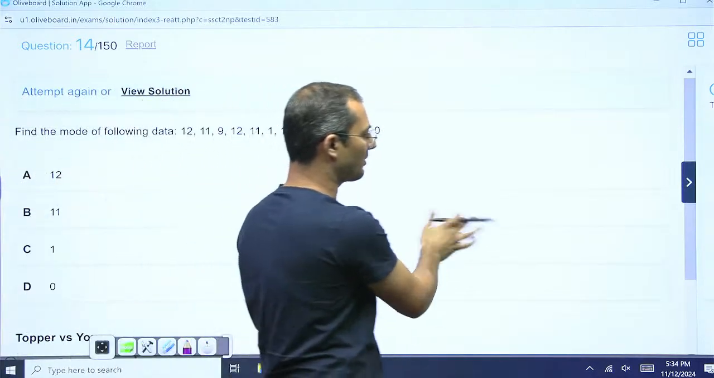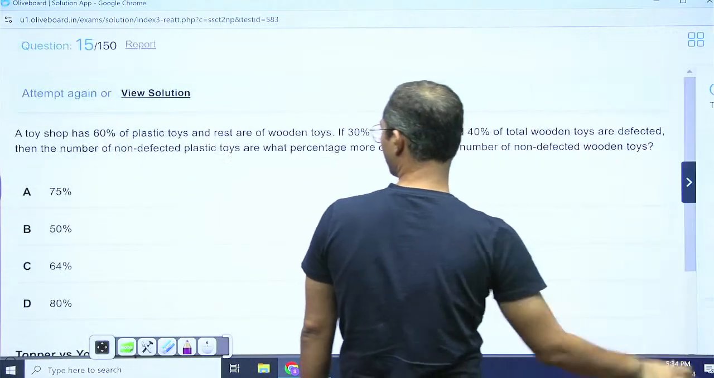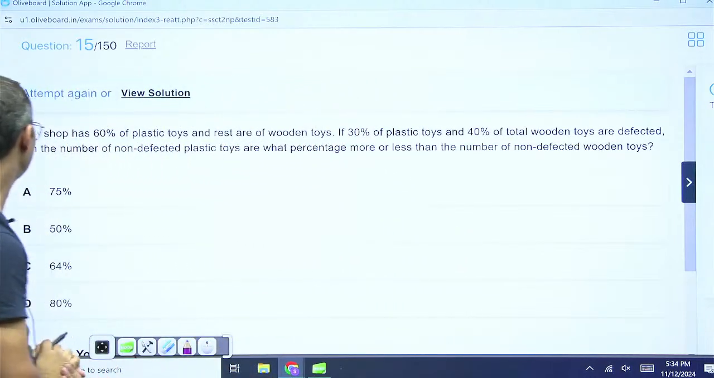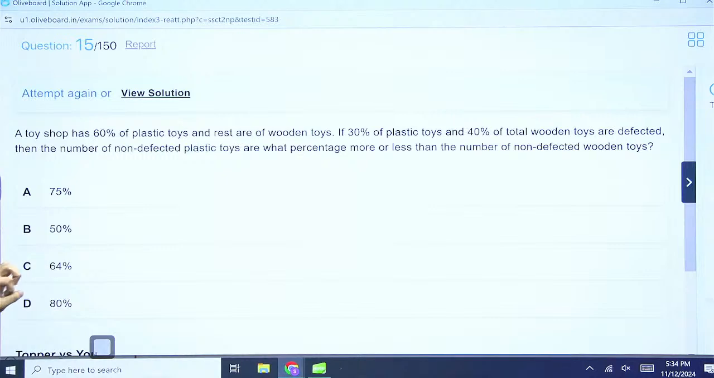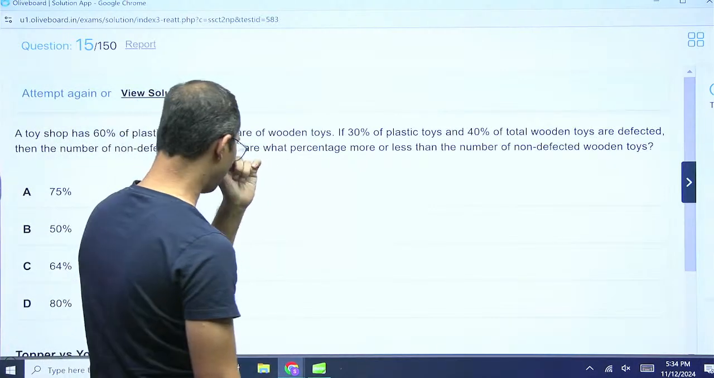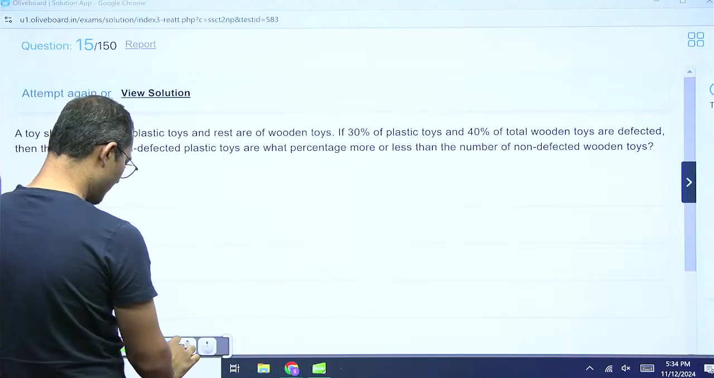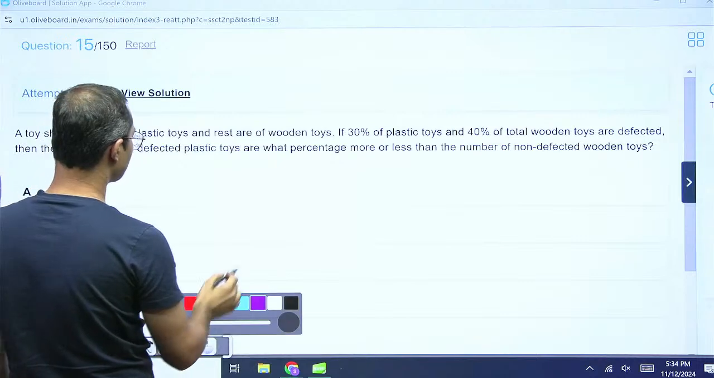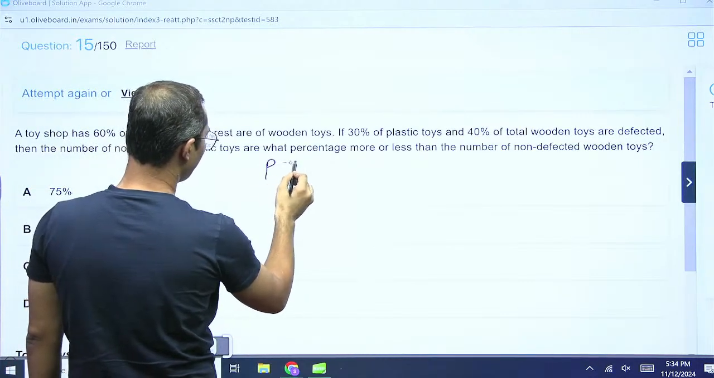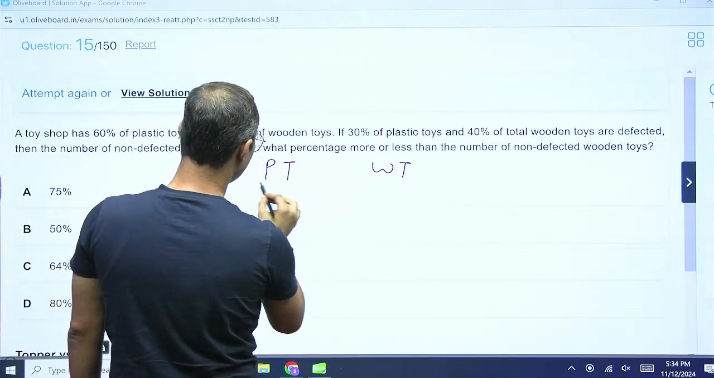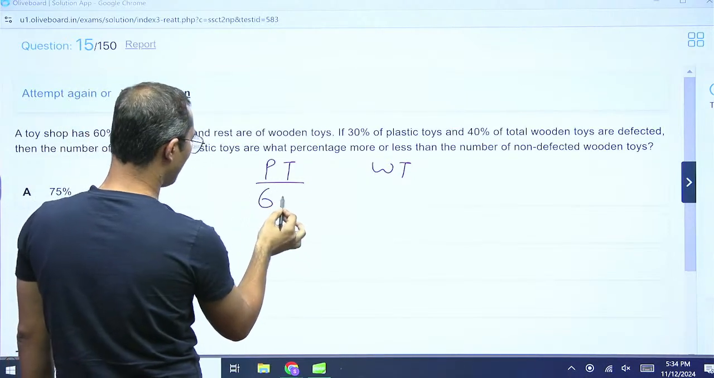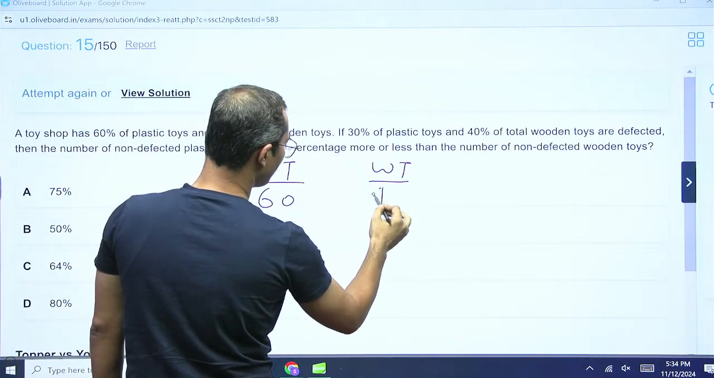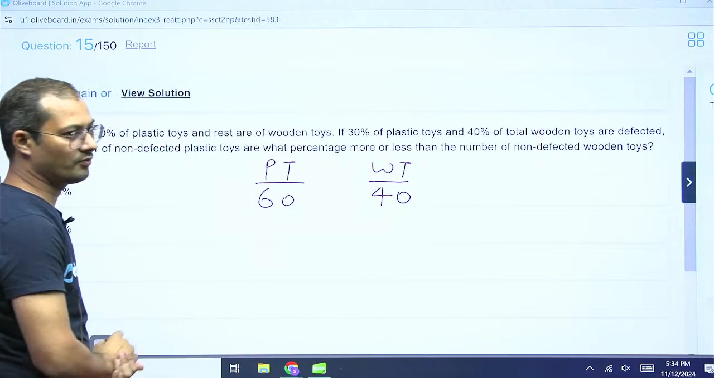Again, a very simple question. Tell me what is the answer for this question. See, a toy shop has 60% plastic toys and the rest are wooden toys, right? So assume that the total toys are 100, so 60 are plastic toys. So how much is remaining? 40. 40 are the wooden toys.